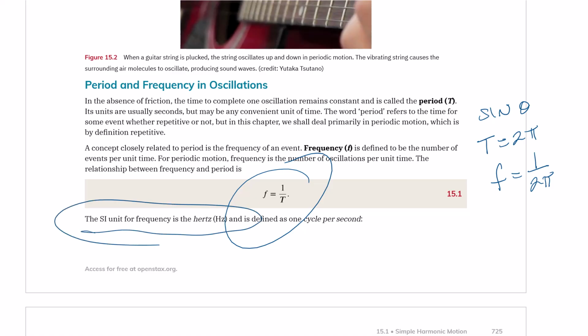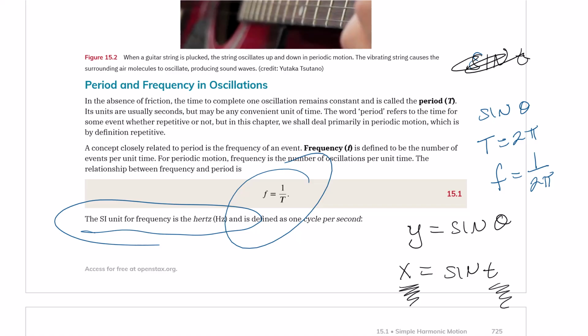I was describing it more in terms of distance, but what we're trying to do here is, instead of sine of theta, or sine of x, we're really going to be starting with sine of t. In the past, you might be used to y equals sine of theta, and now we're doing x equals sine of t. So we're really doing position in terms of time, which is how we get to do this whole physics thing.